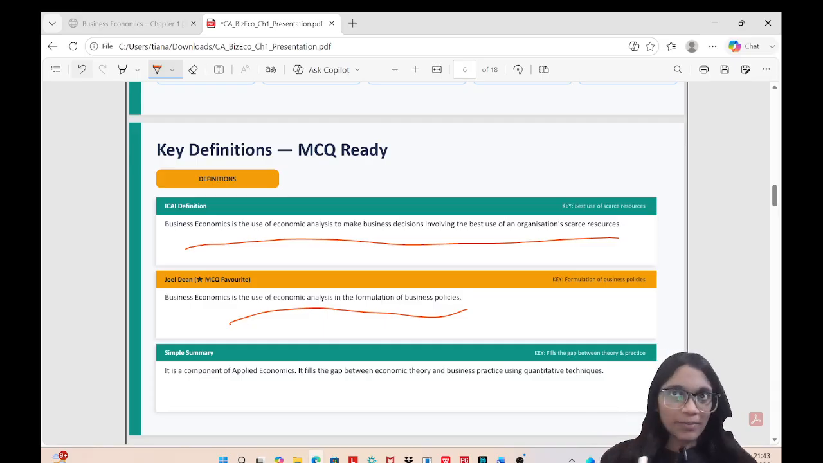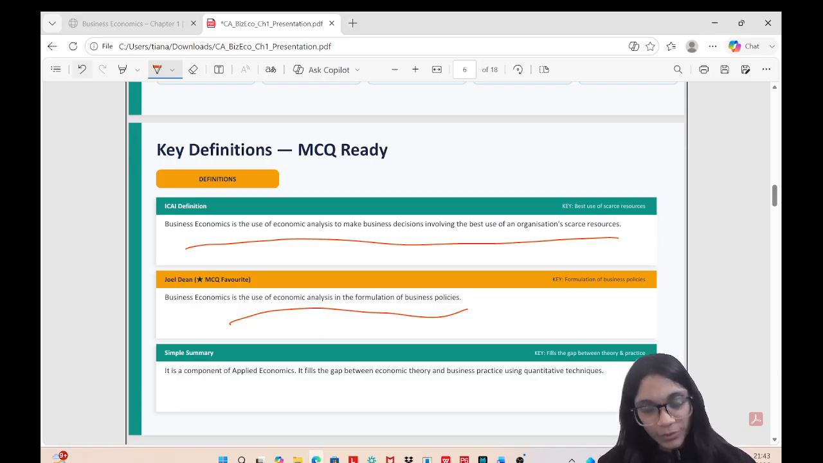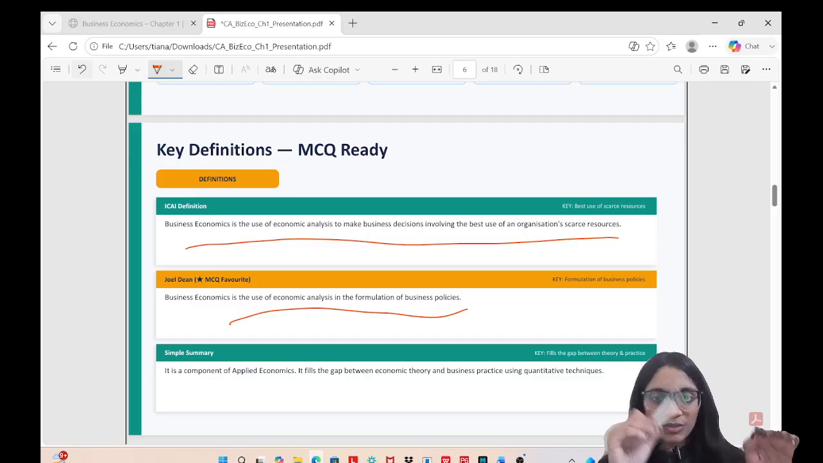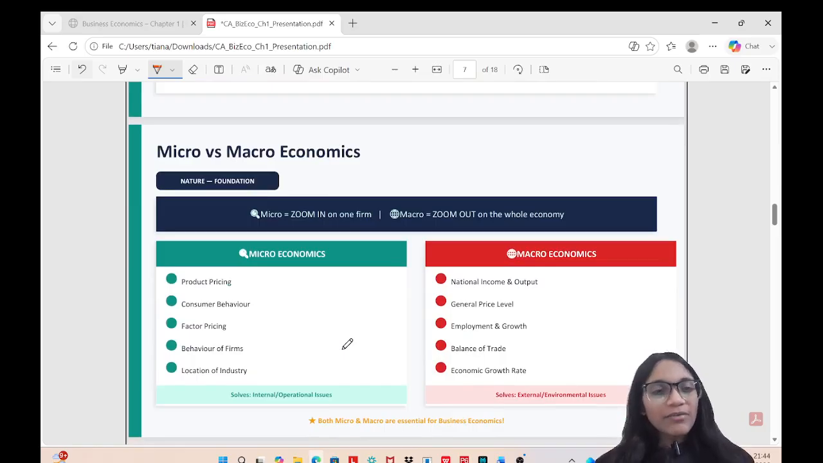How you apply the economics. It's like how you file the returns using the knowledge base you have. That is the book. You studied the Income Tax Act, then you're practically filing the returns. It fills the gap between economic theory and business practice by using quantitative techniques. What are the quantitative techniques? Like linear programming, regression analysis, capital budgeting, even break-even point analysis, cost analysis. Using the graphs, you analyze it. Got it? Now we'll move on to micro and macroeconomics.